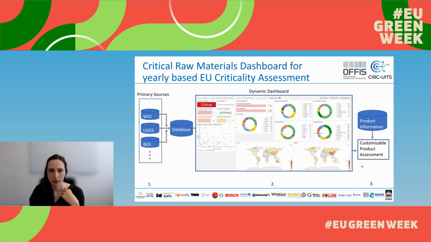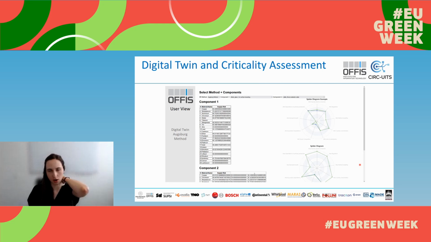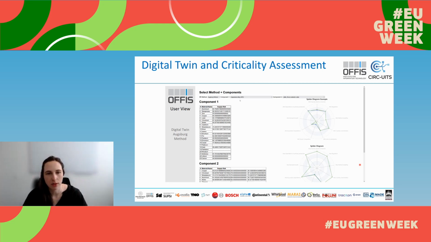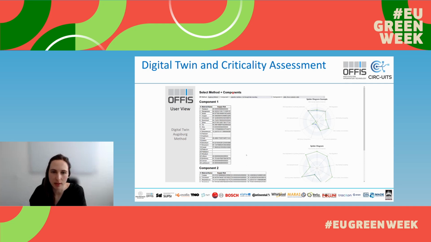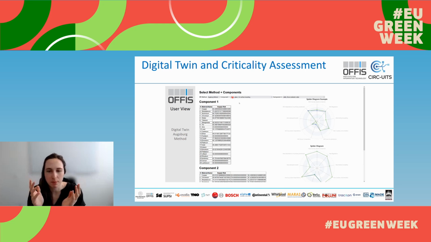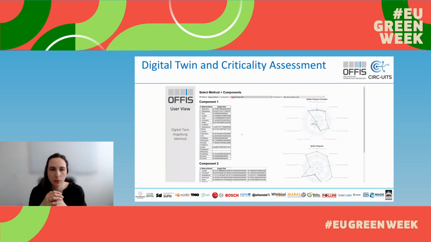Okay. So now we want to bring this together with the product that we want to assess, which we can see here on the next slide. This is not based on the EU assessment, but on the Augsburg method. Here we have different components that we can look at and compare. For example, we have two versions of our dripping mechanism for our coffee maker. And we say, okay, what is actually best in terms of criticality? And that's what we can see here.